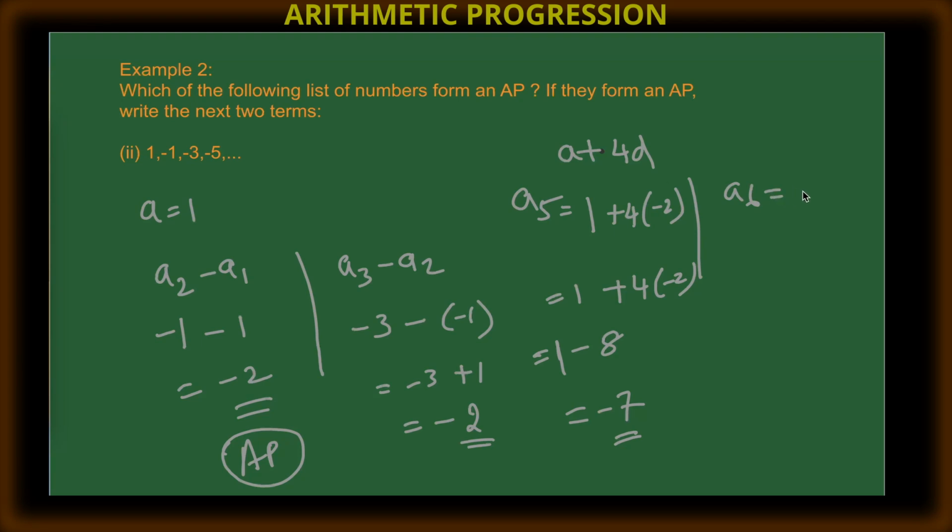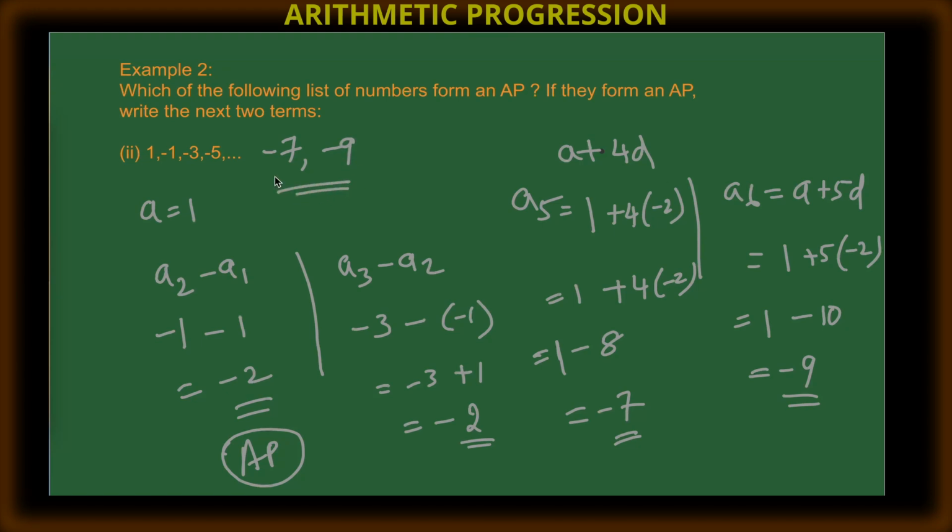Okay, so here let's find A plus 5D. What is A here? It is 1 plus 5. What is the difference here? The difference is minus 2, which becomes 1 minus 5 2s are 10, which becomes minus 9. Okay, so henceforth, this is an arithmetic progression, and the two terms are minus 7 and minus 9.